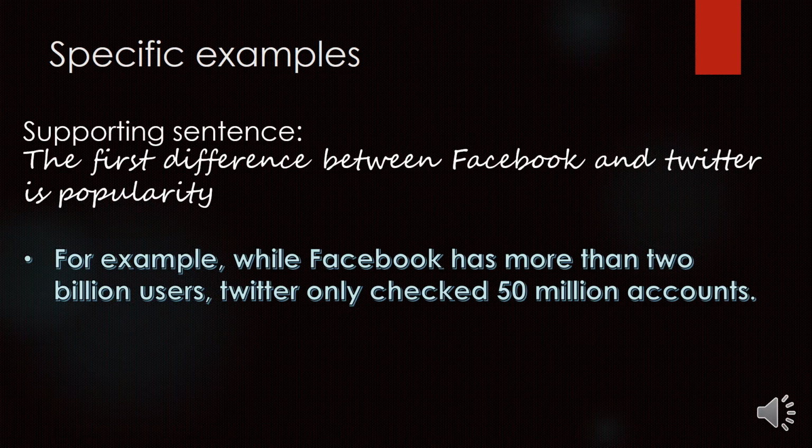Let's analyze this about Facebook and Twitter. We said this supporting sentence, the first difference between Facebook and Twitter is popularity. Okay, for example, while Facebook has more than 2 billion users, Twitter only checked 50 million accounts. As you can see, the examples are connected with popularity. You have to match that, please. Don't forget, in order to achieve coherence in your paragraph.